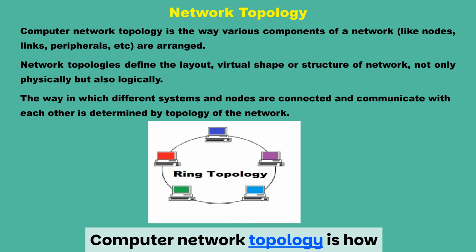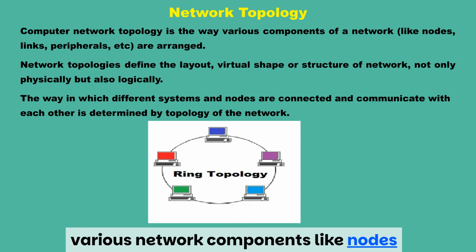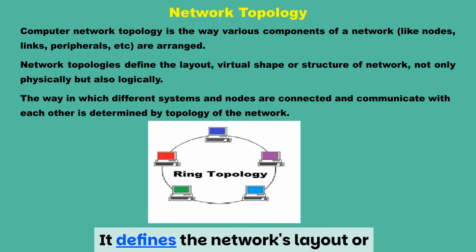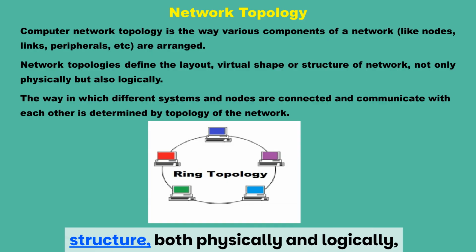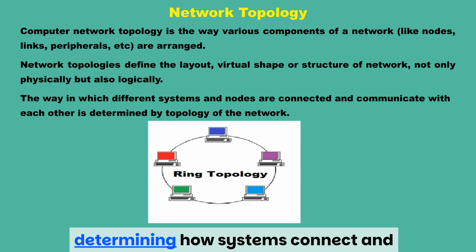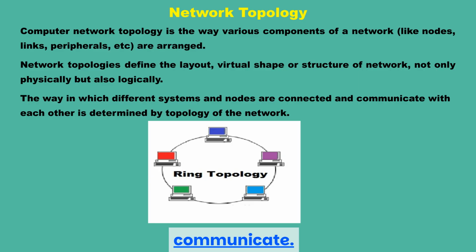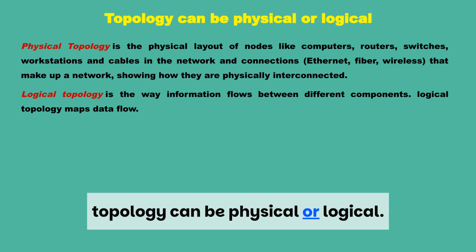Computer network topology is how various network components like nodes and links are arranged. It defines the network's layout, or structure, both physically and logically, determining how systems connect and communicate. Topology can be physical or logical.